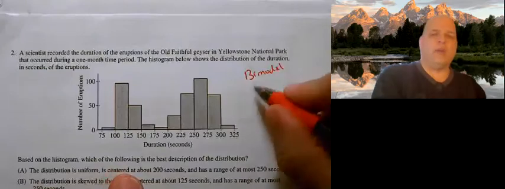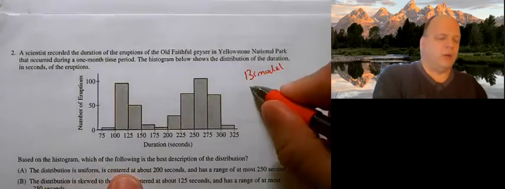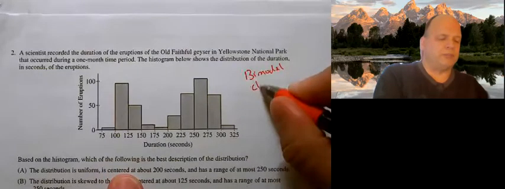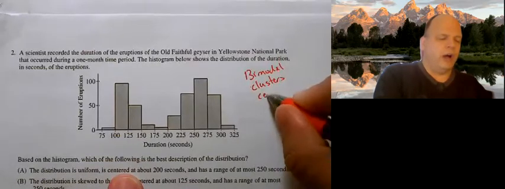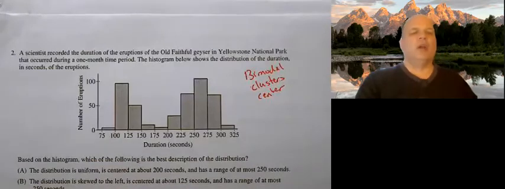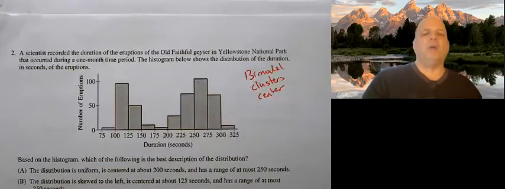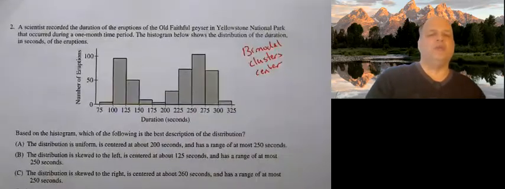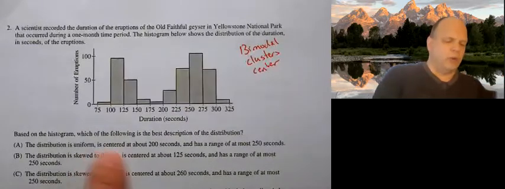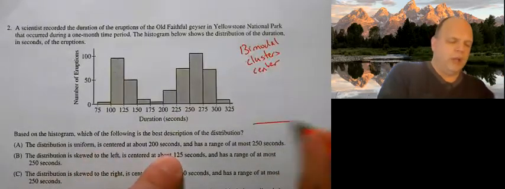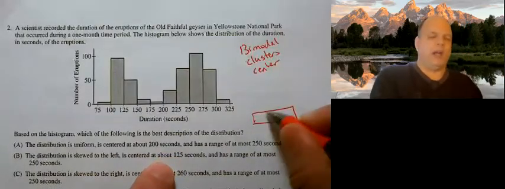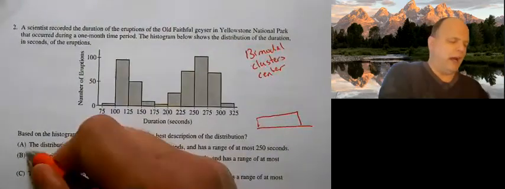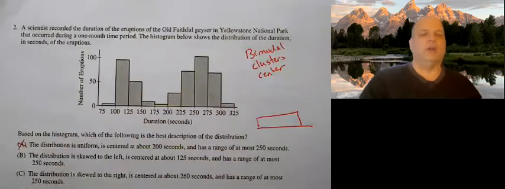And whenever you have bimodal, you need to discuss the location of the clusters, and you should give the center of each cluster. So based on the histogram, which of the following is the best description of the distribution? The distribution is uniform. Well, if it's uniform, that means it's going to be approximately flat. Now, we may have some up and down, but it's approximately flat. Obviously, this is not uniform.